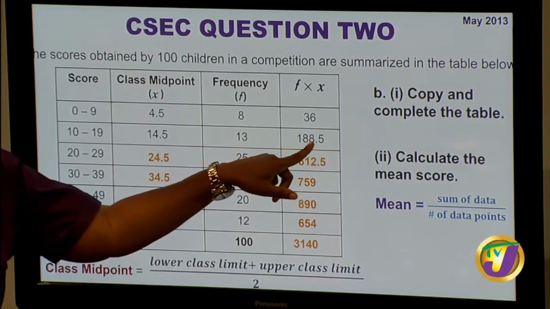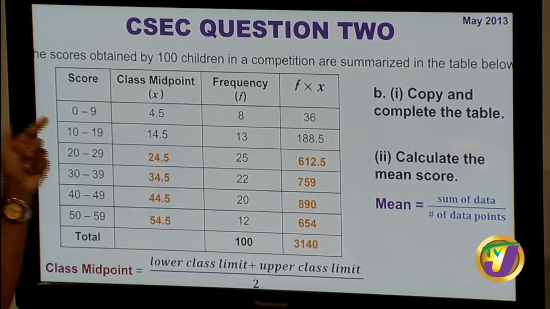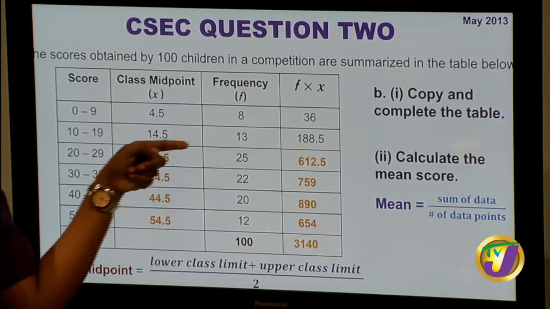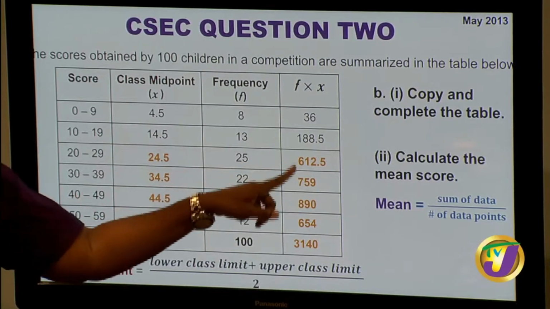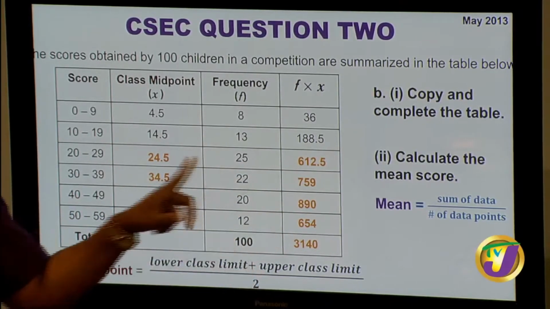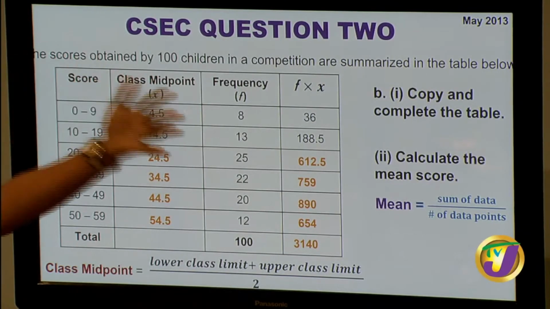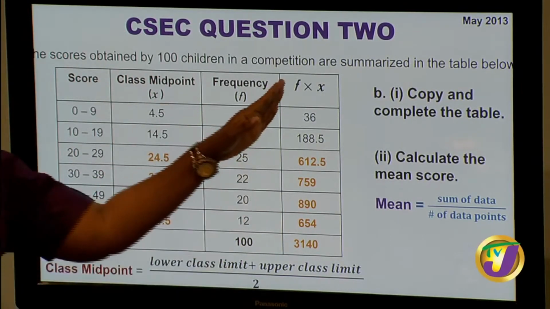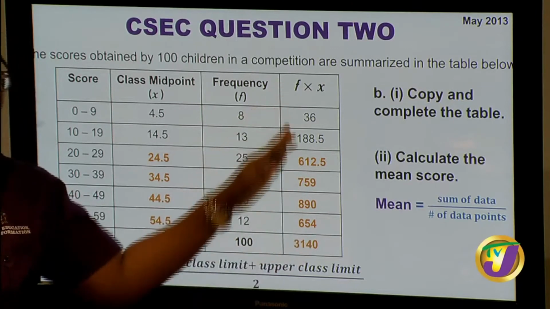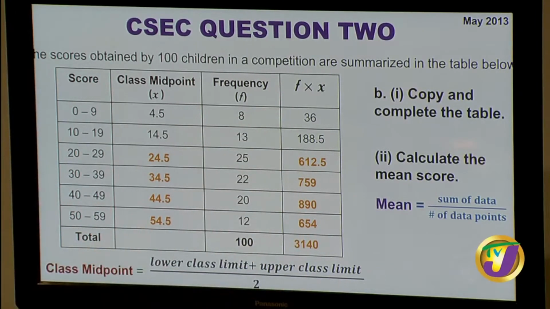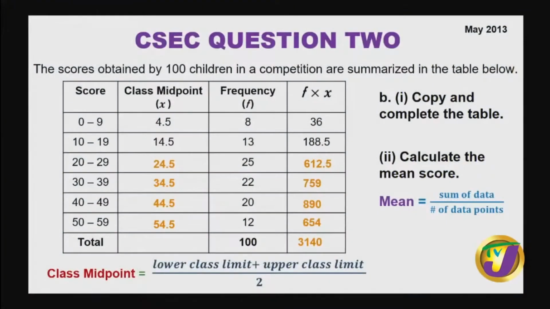So 188.5 would be the sum for the set of values in this section of our table. Similarly for the others. So if I want an overall total now of all 100 scores, then I can simply find the sum of my F multiplied by X column. But I just want to zoom in a little bit on why the use of the class midpoint and what is the purpose of the F multiplied by X column.